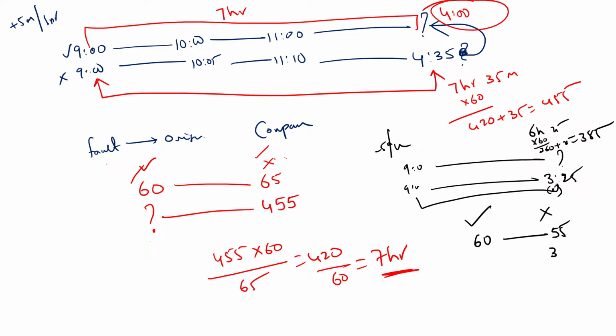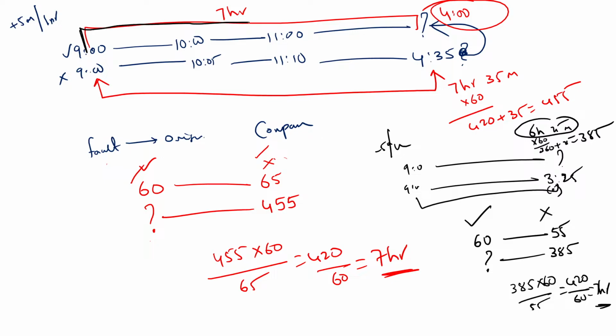So if you have 385 minutes in the wrong clock, how many minutes are going to be there in the original clock? So 385 into 60 by 55. Again you are going to get 420 minutes. 420 minutes means 7 hours. That means 6 hours 25 minutes in the wrong clock equals 7 hours in the original clock. From the starting point, move it by 7 hours, you will get your answer.